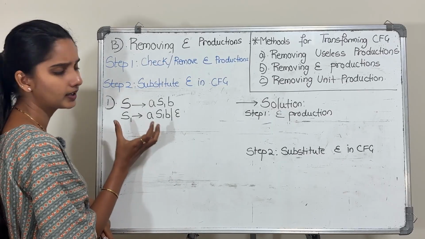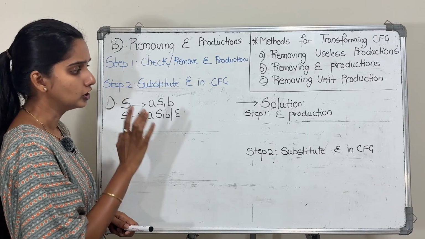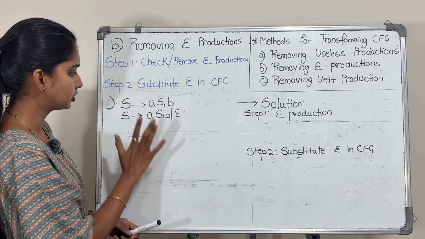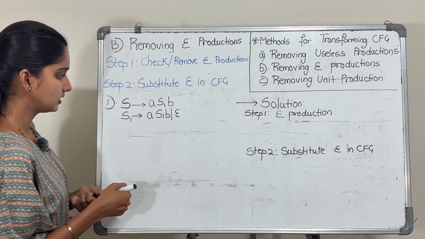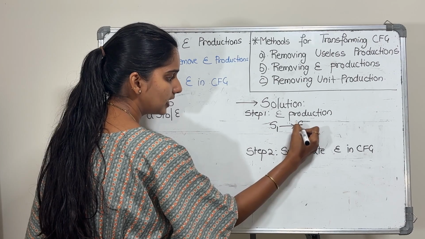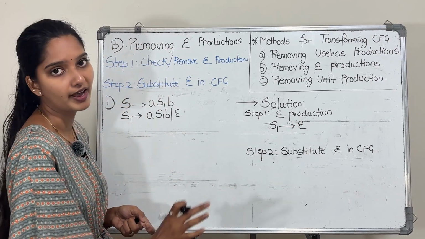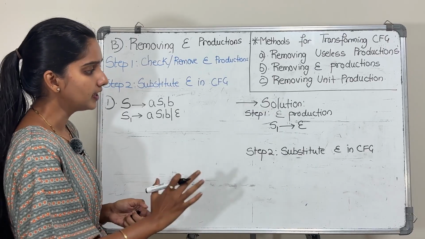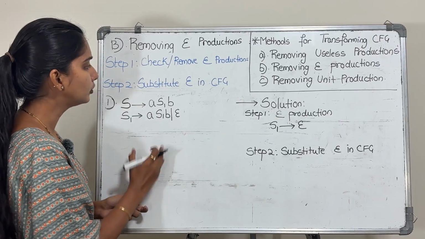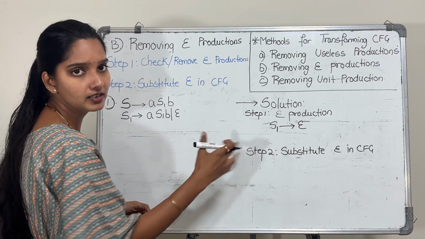A small grammar is given to you. S is giving me one production and S1 is giving me two productions. First, you check and remove epsilon production. Which production is giving me epsilon? It is S1. So this production is not going to be a part of my final context-free grammar. This is the first step. You identify which production is giving epsilon, and then you substitute the value of epsilon wherever S1 is occurring.